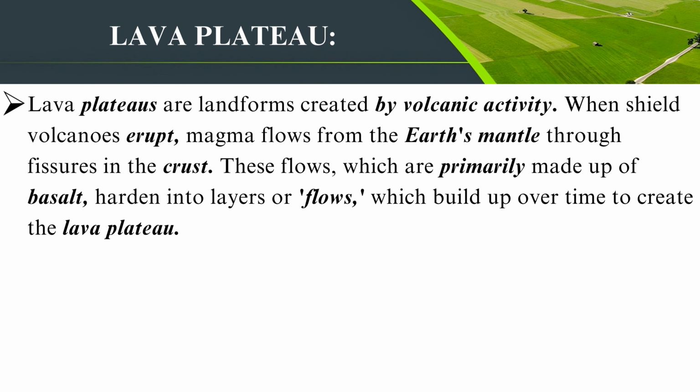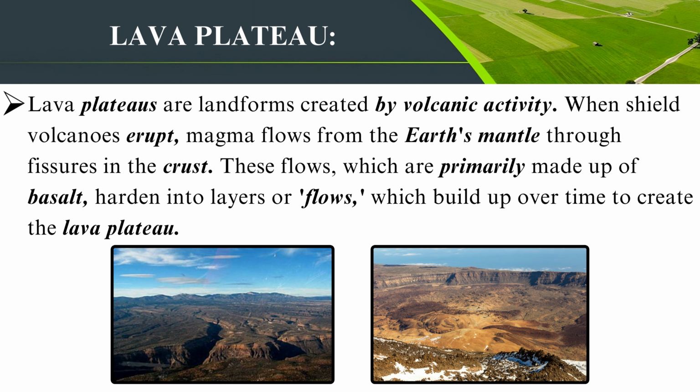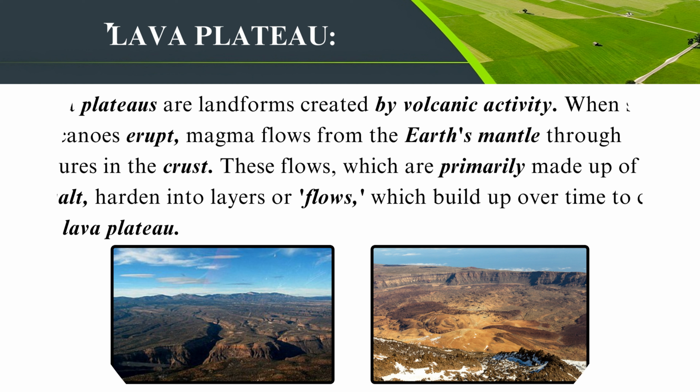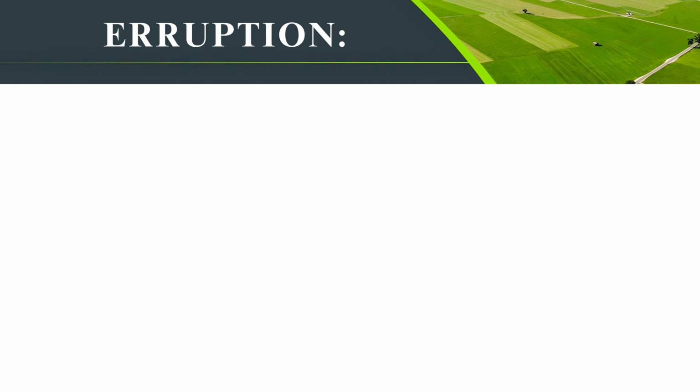Lava plateau. Lava plateaus are landforms created by volcanic activity. When shield volcanoes erupt, magma flows from the Earth's mantle through fissures in the crust. These flows, which are primarily made up of basalt, harden into layers or flows, which build up over time to create the lava plateau.